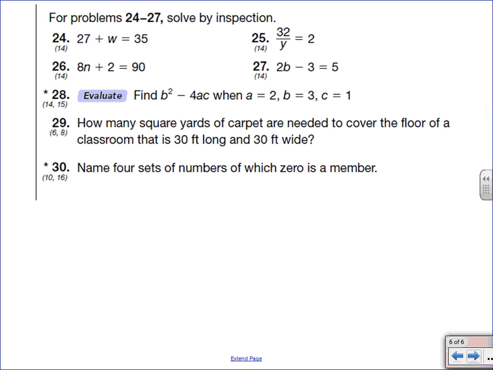For problems 24 through 27, solve by inspection, which means figure out what number could replace the variable or the letter. So 27 plus what number would give you 35? Well, 27 plus 8 would give you 35. And then we would check 27 plus 8. Does that equal 35? Yep.